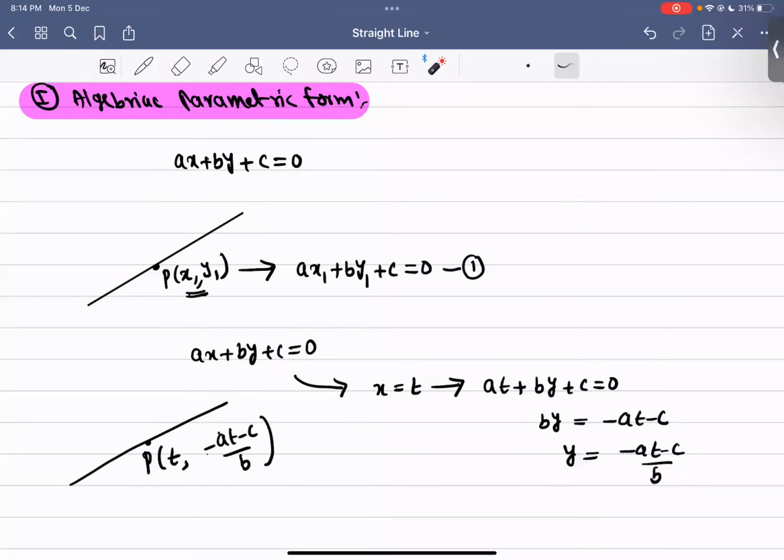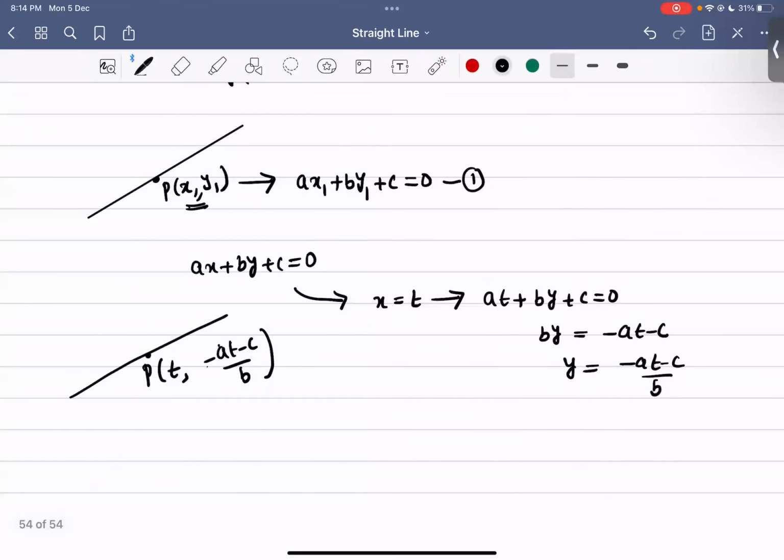So why do we consider x equal to t? I will consider y is equal to t. Nothing will happen. You can consider like this according to our requirement, according to our convenience. If you consider y is equal to t, then the corresponding x value you will get. Therefore, b into t plus c equal to 0.